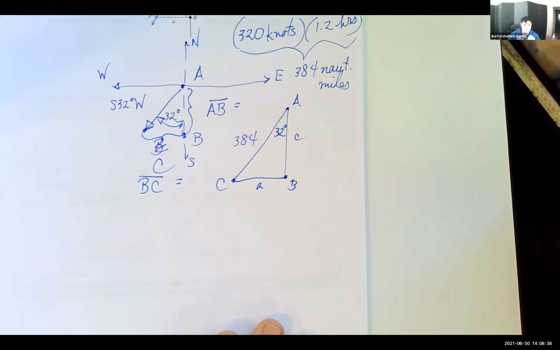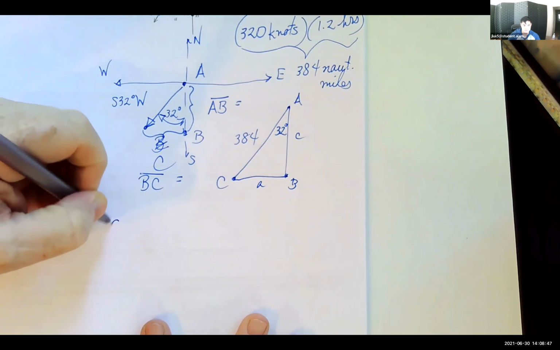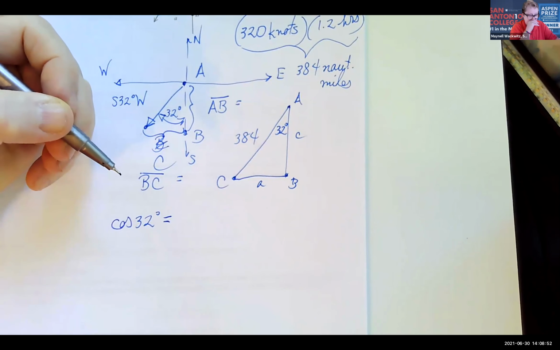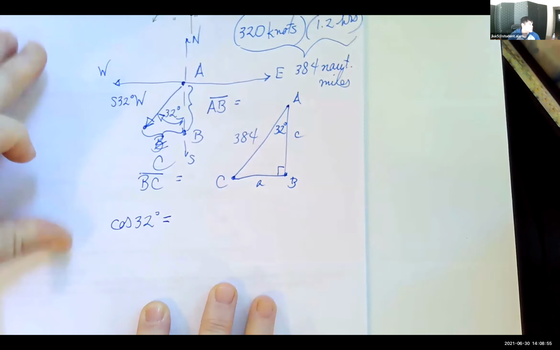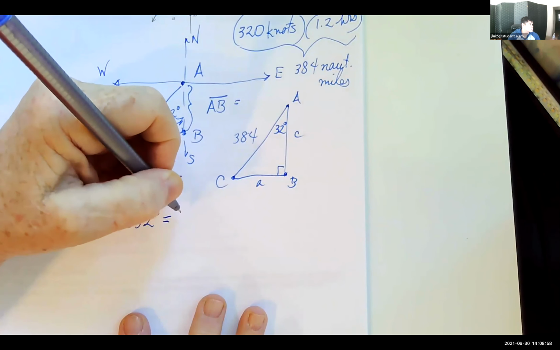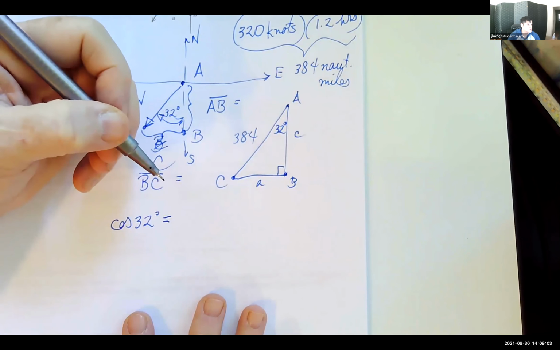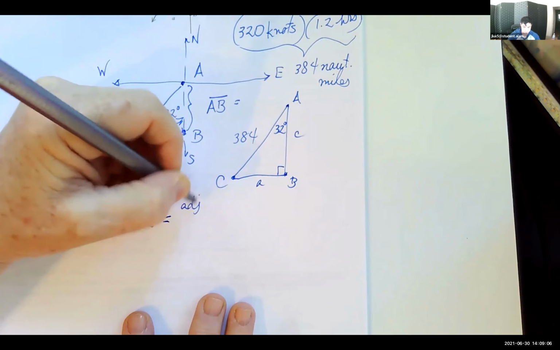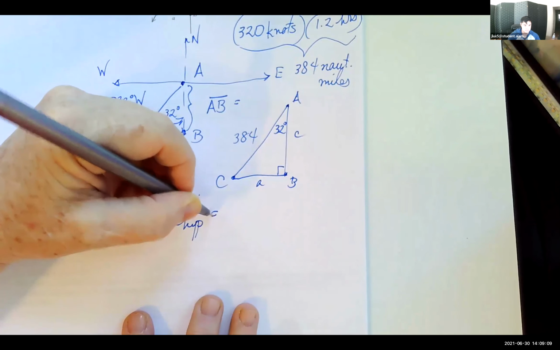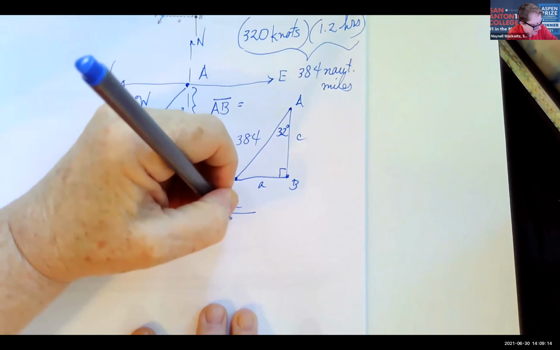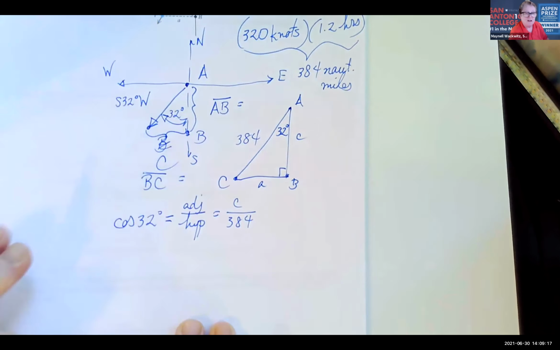Wouldn't it be, we would use cosine? No, let's see. Cosine of 32 degrees. Cosine is what over what, in terms of the sides of a triangle? Adjacent over hypotenuse. So adjacent is c. The hypotenuse is 384. We can find c this way.